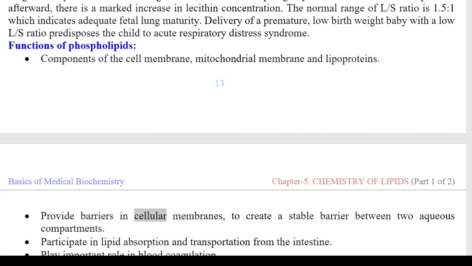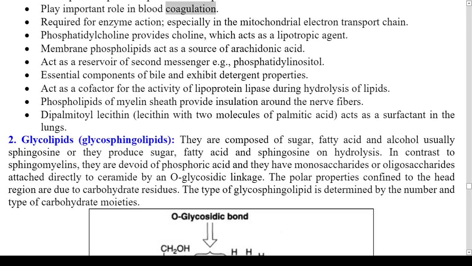Functions of phospholipids. Components of the cell membrane, mitochondrial membrane, and lipoproteins. Provide barriers in cellular membranes, to create a stable barrier between two aqueous compartments. Participate in lipid absorption and transportation from the intestine. Play an important role in blood coagulation. Required for enzyme action, especially in the mitochondrial electron transport chain.